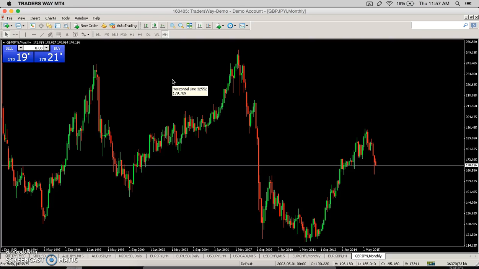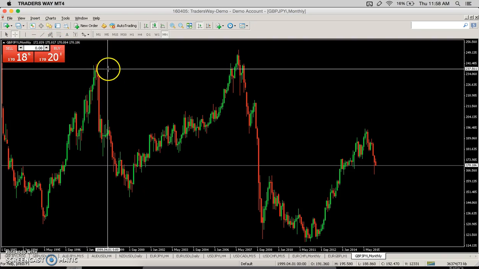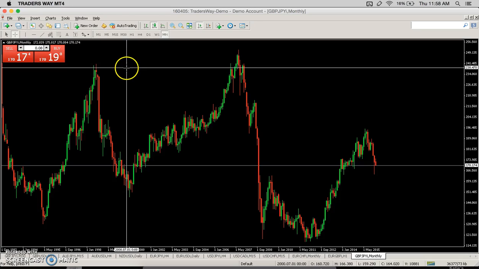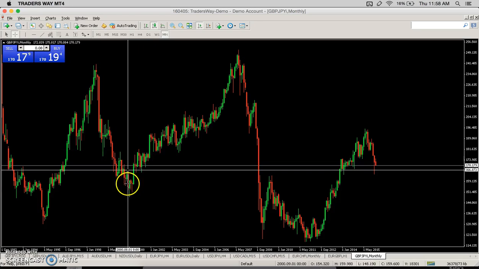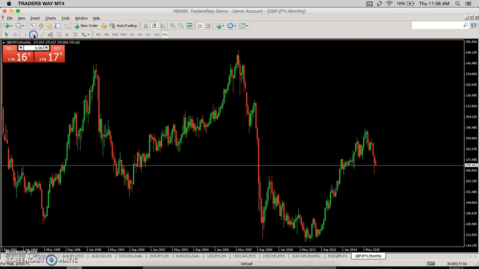So what I look for when I'm drawing my supports and resistances are, of course, peaks and lows, or peaks and troughs, okay? So I like to measure them out with my crosshair tool, see how even they are on the chart, and then I finally like to draw them out with the horizontal line tool. So I already see a great peak right up here.